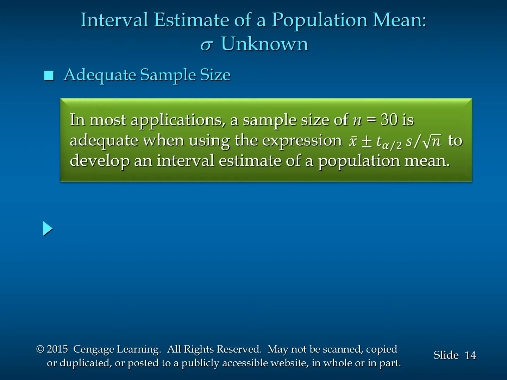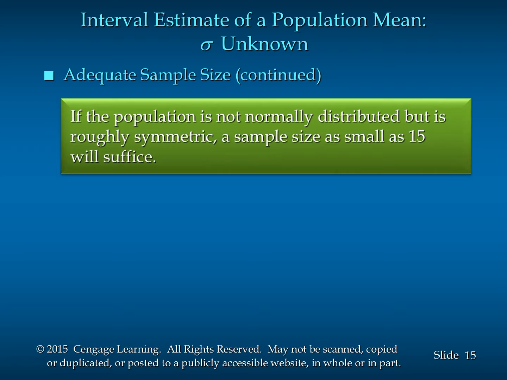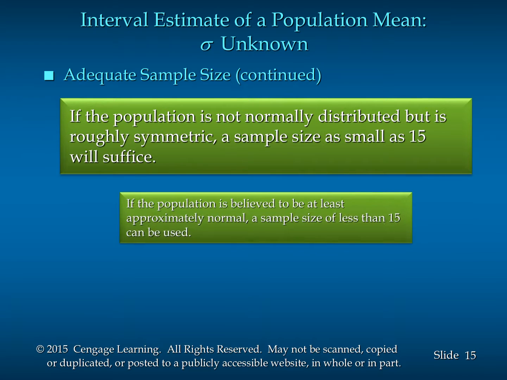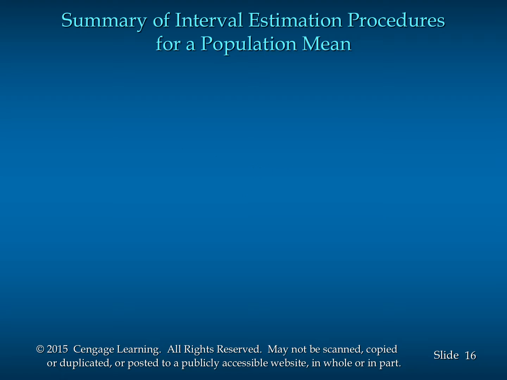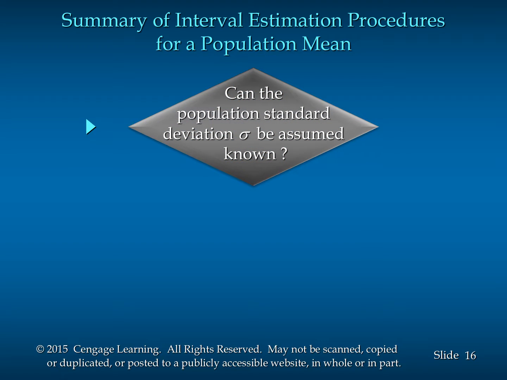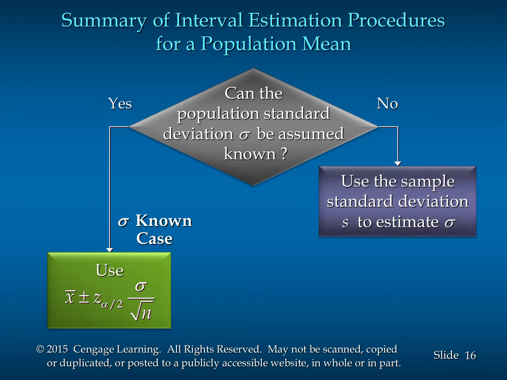The guidelines for sample size for the t distribution confidence interval are the same as for the z distribution. And for most business situations, we will assume that a sample size of 30 is sufficient. This diagram shows the logic of applying confidence intervals for the mean, whether we know the population standard deviation or that we don't know the population standard deviation.